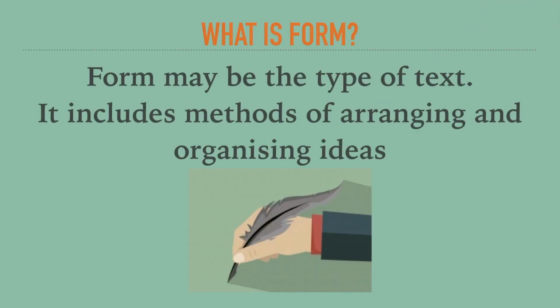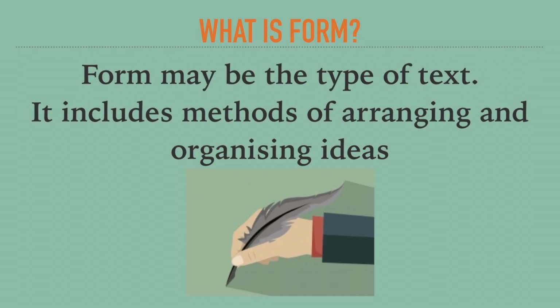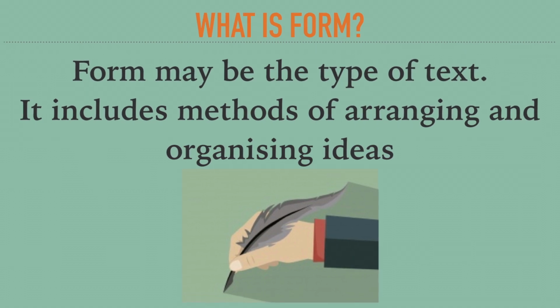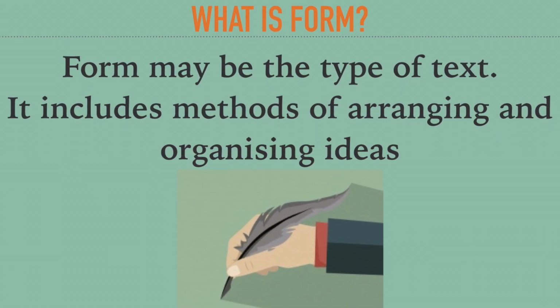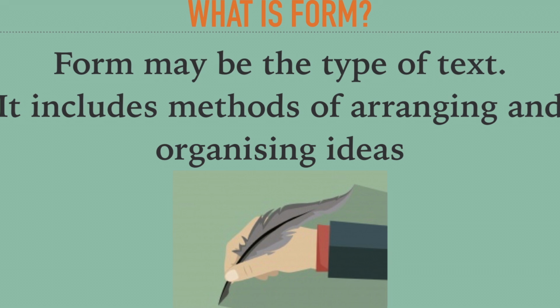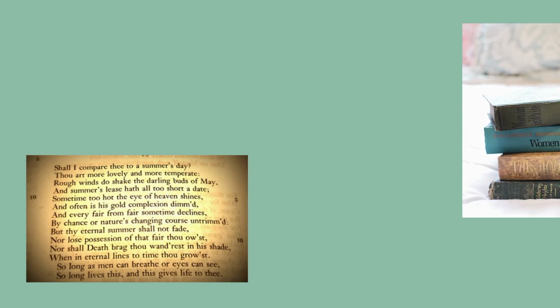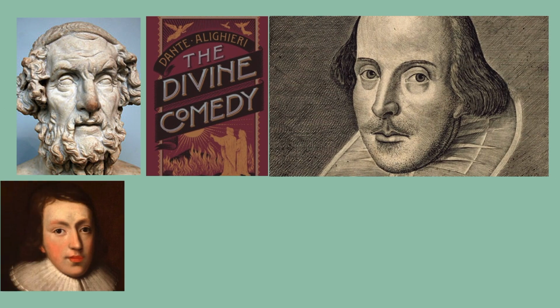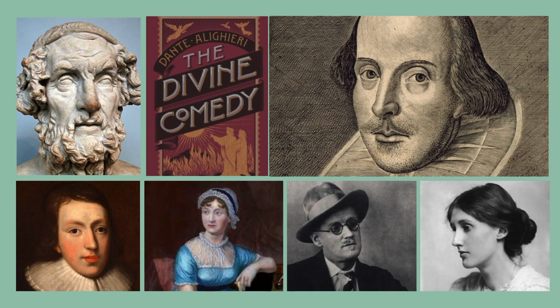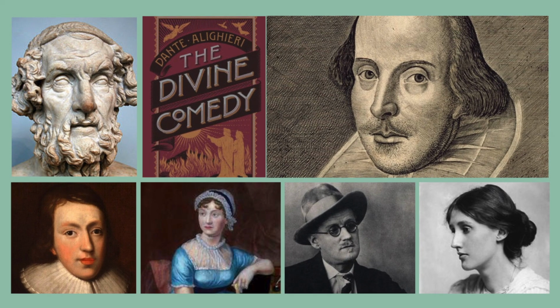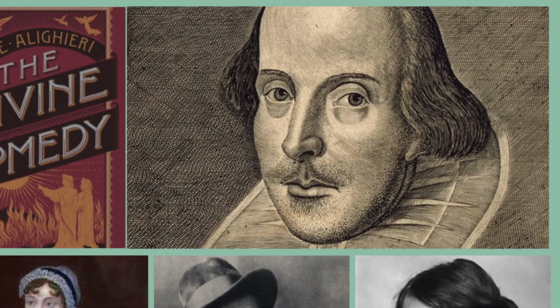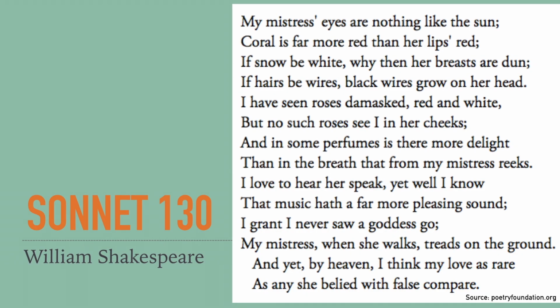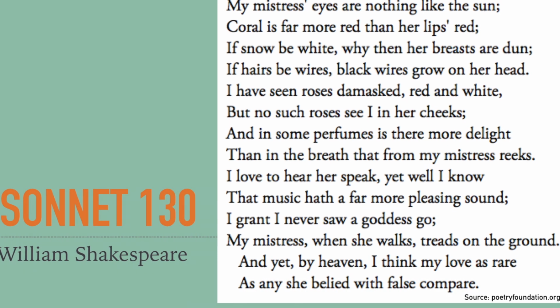At one level, form can be the type of text that a writer uses. These are methods of arranging and organizing ideas. This includes forms like the sonnet, novel, script, or play. They usually derive from literary tradition and convention. For example, the sonnet in English literature is a poem of 14 lines, like this sonnet by William Shakespeare.